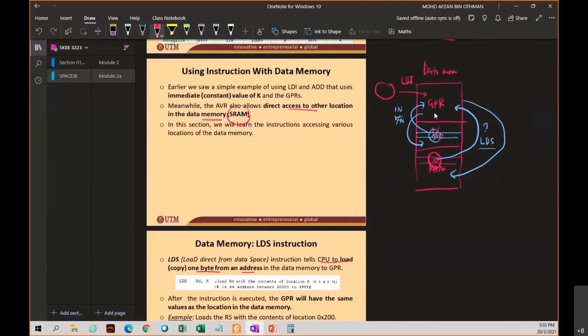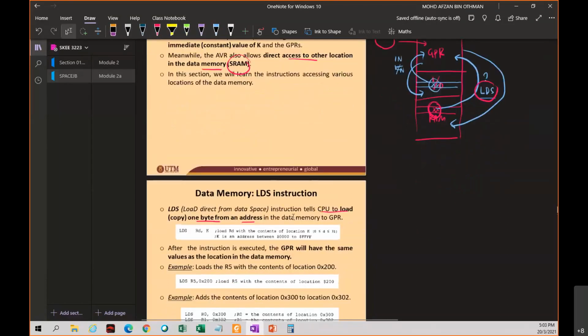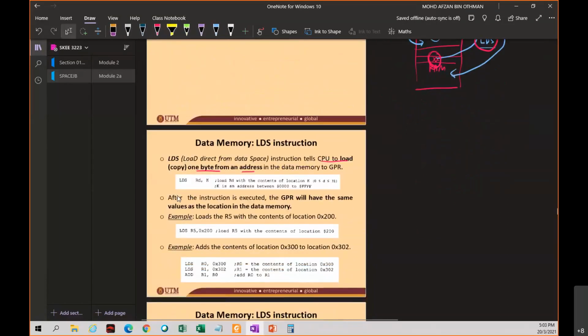Okay, so we can use the LDS instruction. The syntax here is LDS Rd, K, di mana Rd is your destination register. Since this does not involve the immediate value, Rd boleh daripada R0 sampai R31. You can use any register. While K here is actually your memory address.